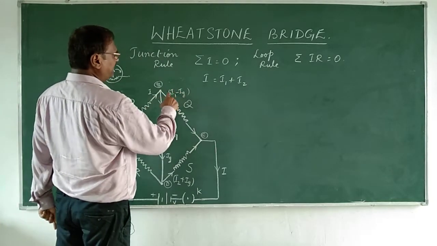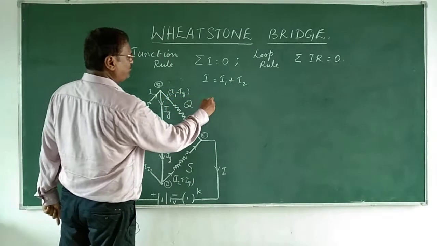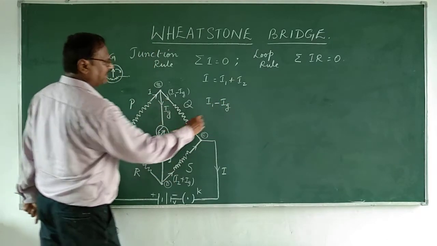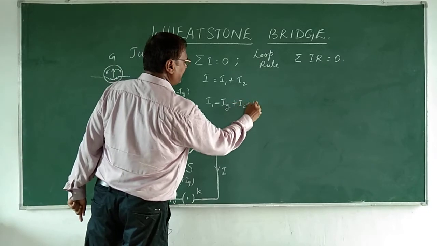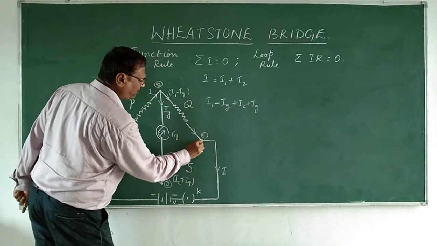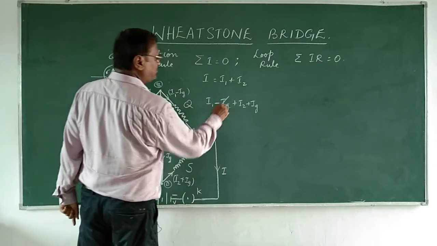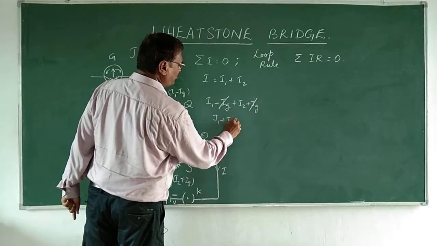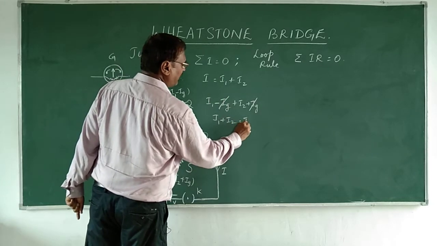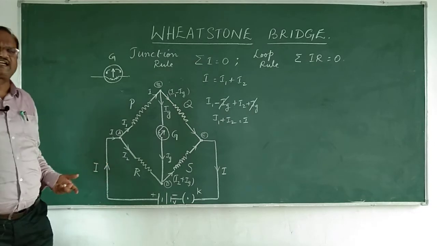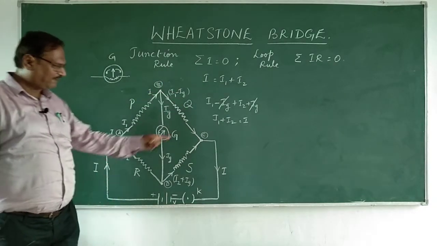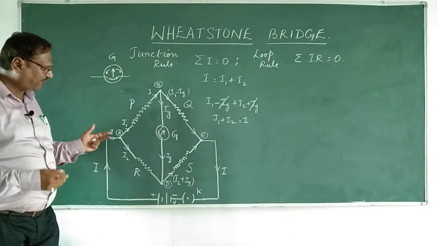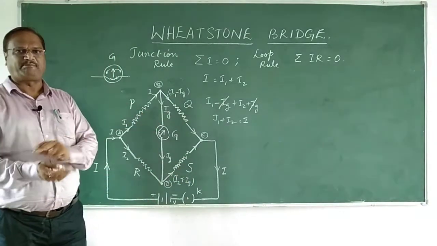So what is the current coming here? I1 minus Ig. This, I1 minus Ig, and this, I2 plus Ig, they both come to the point C. Ig minus Ig gets cancelled, so I get I1 plus I2, and I1 plus I2 is equal to I. This is basically Kirchhoff's junction rule. The sum of the currents entering should be equal to the sum of the currents leaving. So that is what the whole process is all about.